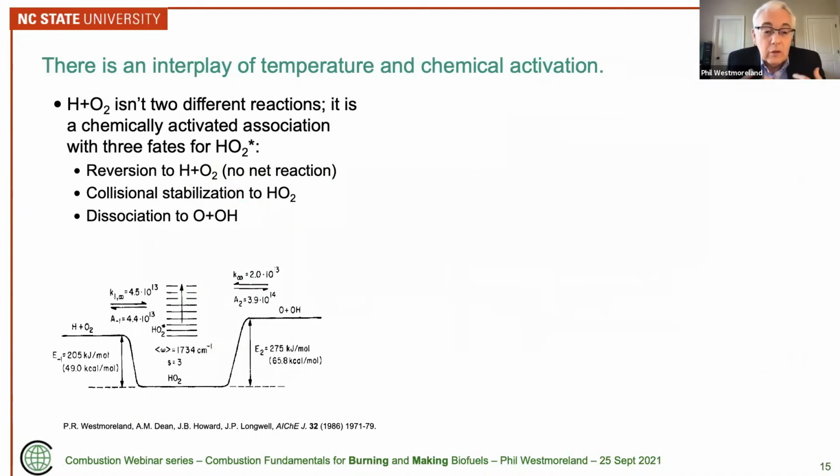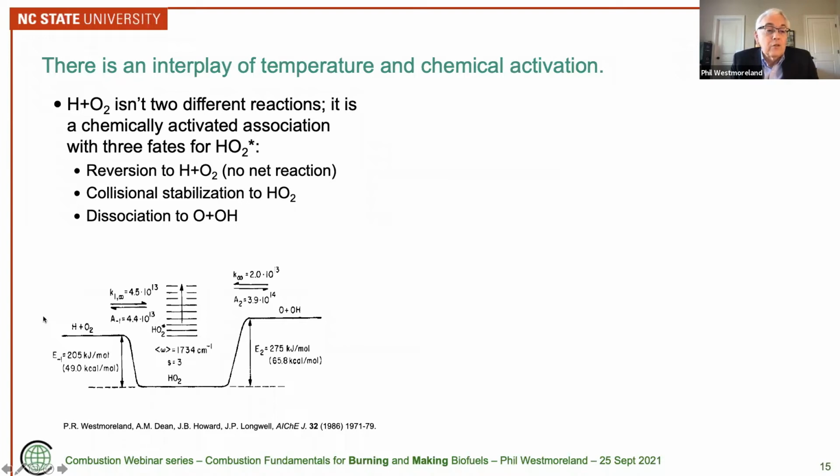H plus O2 is a great example because we write it in mechanisms as two different reactions. H plus O2 goes to O plus OH. H plus O2 plus M goes to HO2 plus M. But in fact, in all cases, it's H and O2 combining to make HO2, but again, it's not thermal HO2. It's energetically excited into a number of different energy states depending on how hot it is. And that has to be collisionally stabilized down to HO2. So that HO2 can fall back apart to H plus O2.